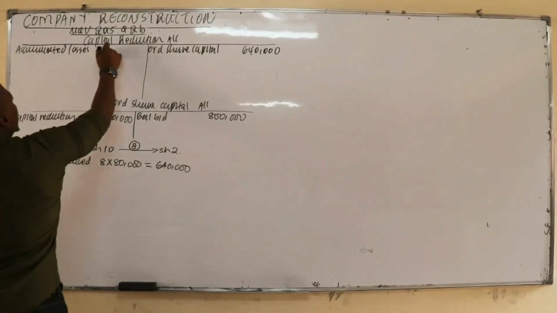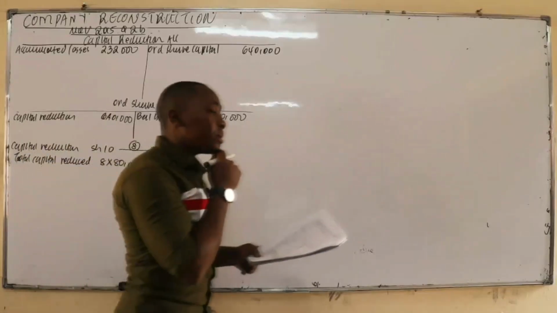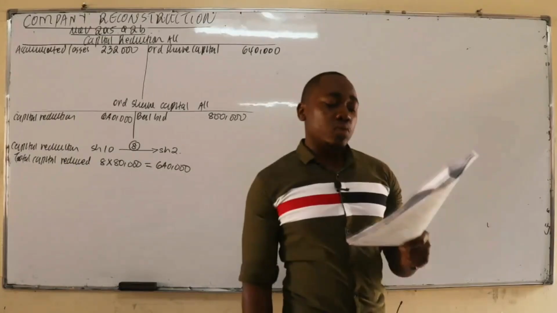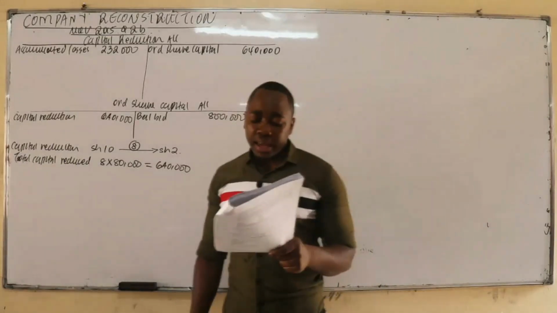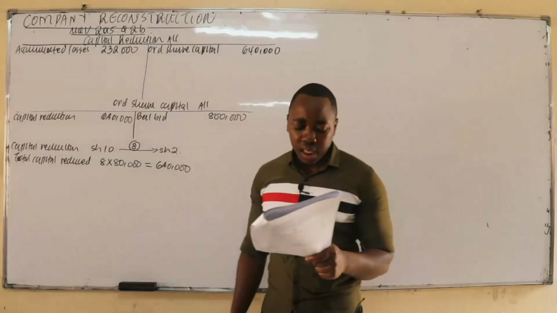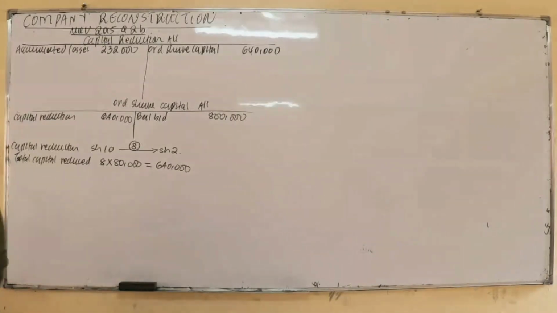Accumulated losses an amount of 230. 232. Good. So we go back to note number 1. That the shares of 10 shillings each are to be written down to 2 shillings per share. And subsequently, every 5 shares of 2 shillings each consolidated into one fully paid ordinary share of 10 shillings.